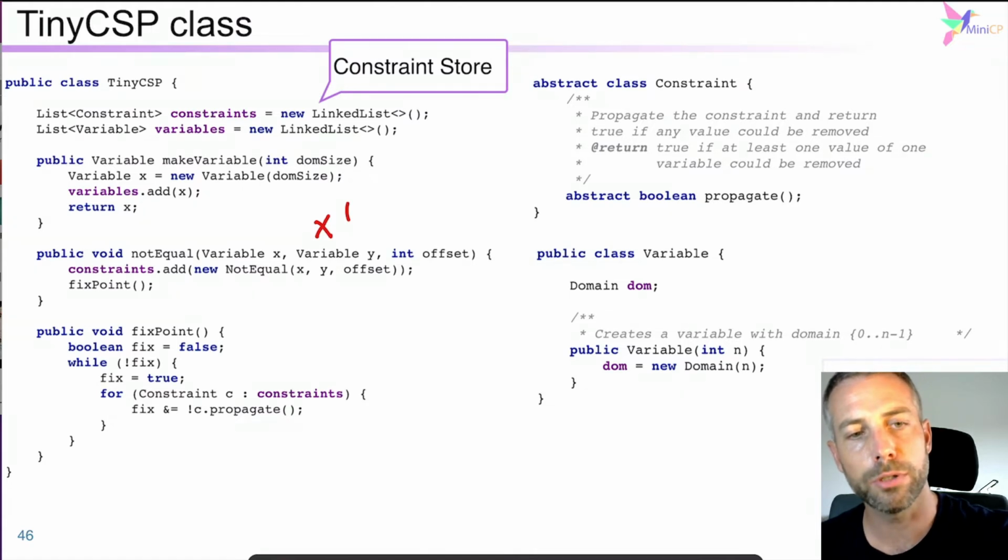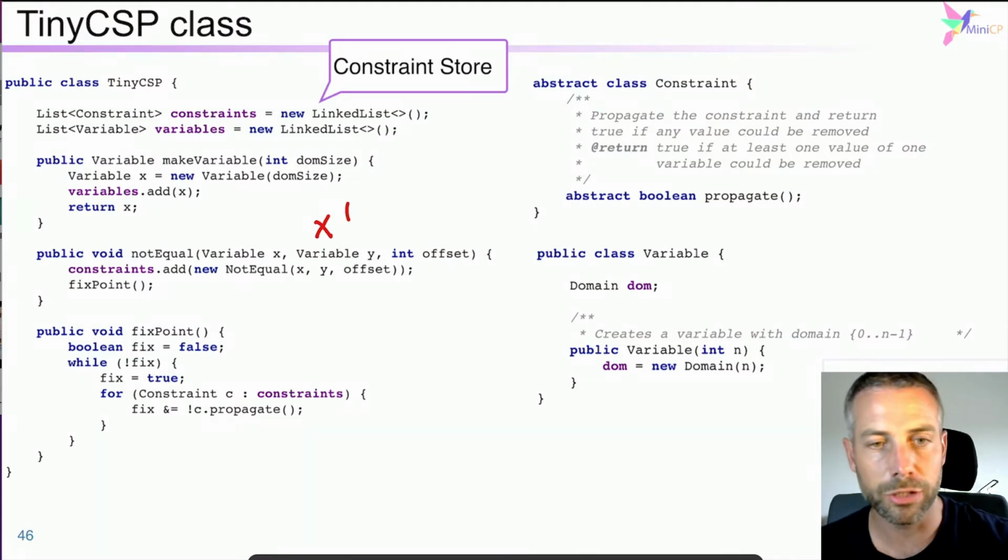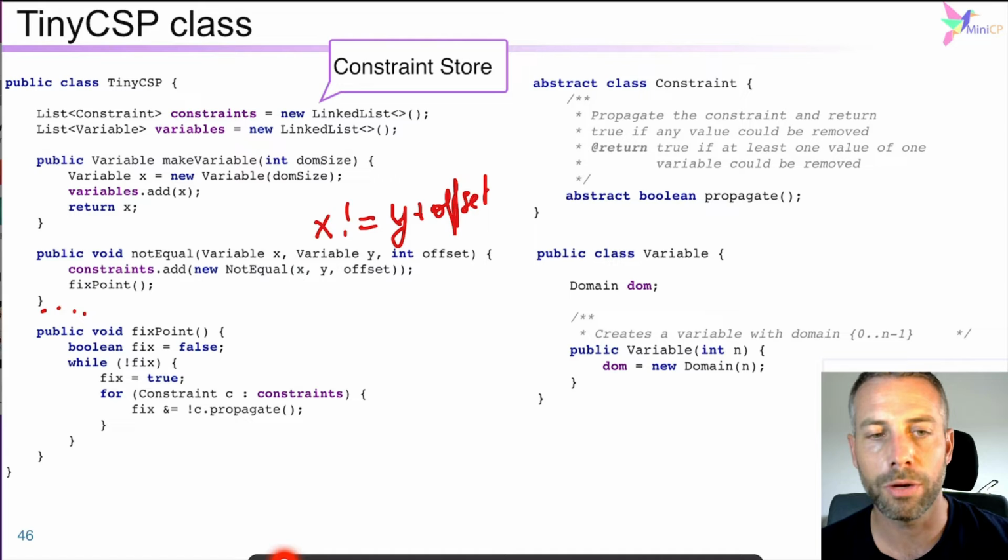We have the fixed point computation. And the fixed point computation is no surprise. It's quite close to the pseudocode that we have seen before. As soon as you did not fix, so as soon as fix is false, you iterate. And you pick all the constraints. So you iterate over all the constraints of your problem and you propagate them. The contract that you have with the propagate implementation of all the constraints is that if it was able to remove something, then propagate will return false.